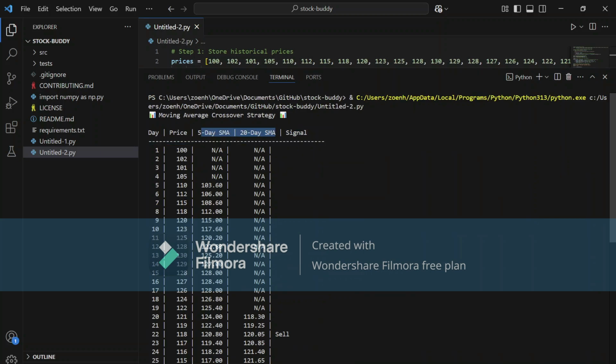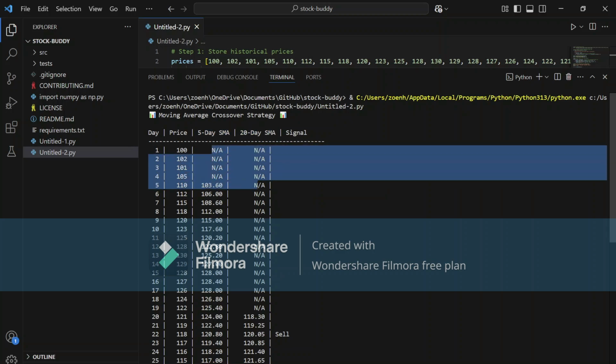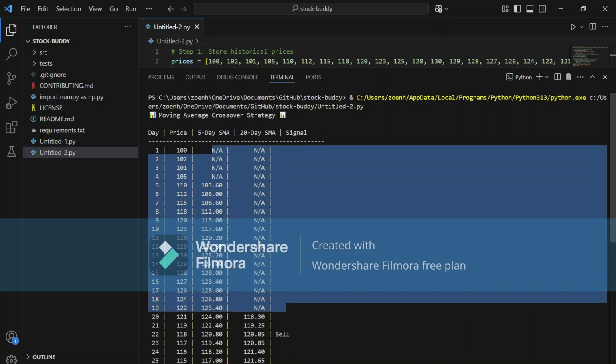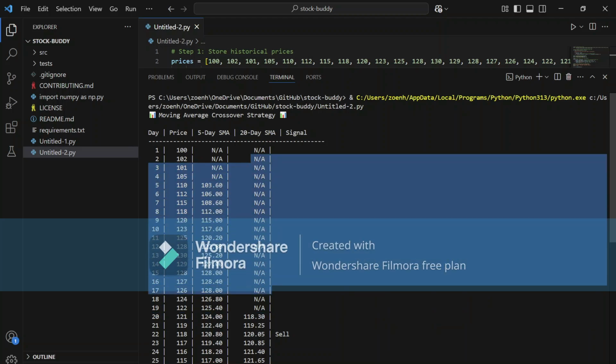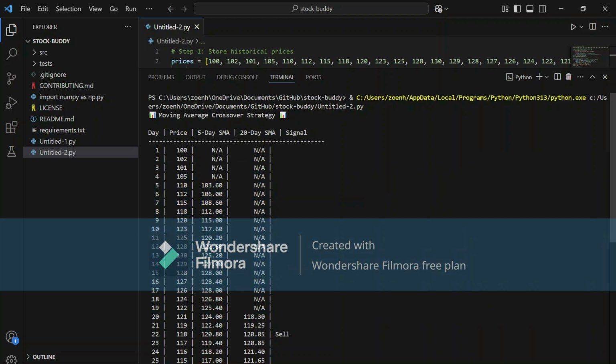You can see right here, we have the no answer. You might ask, why no answer? Because we need historical data to actually get these calculations. On that 5th day, we can have our 5-day SMA, and then on that 20th day, we have our 20-day SMA. None of these values will show up before that because there's not enough data.